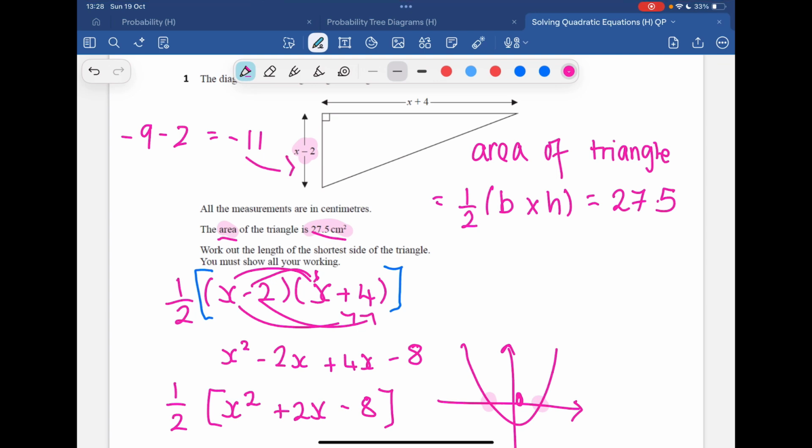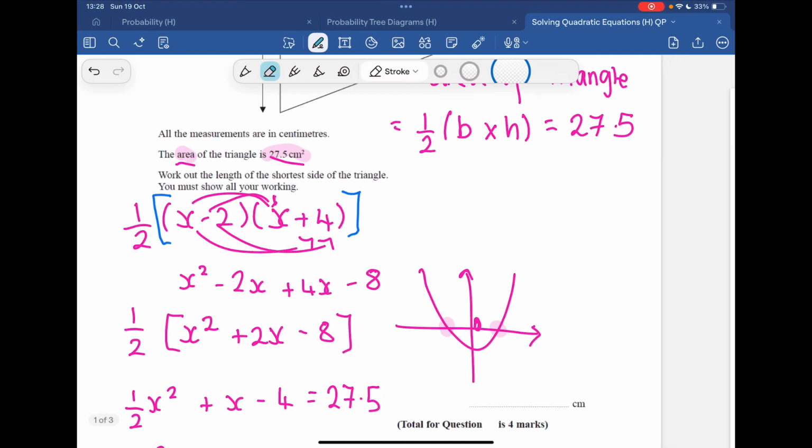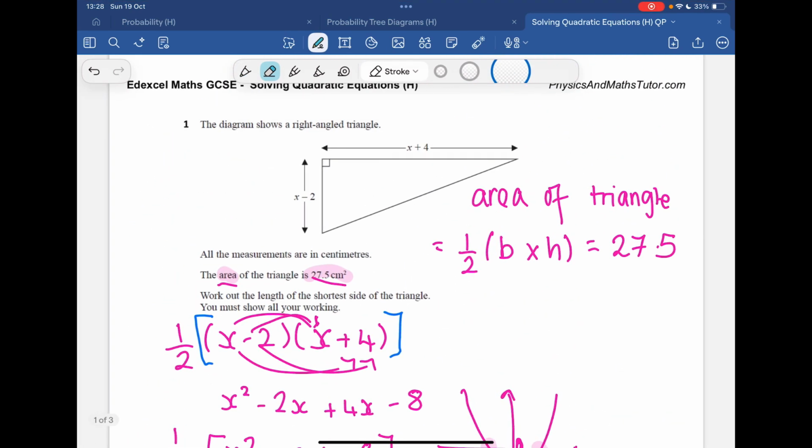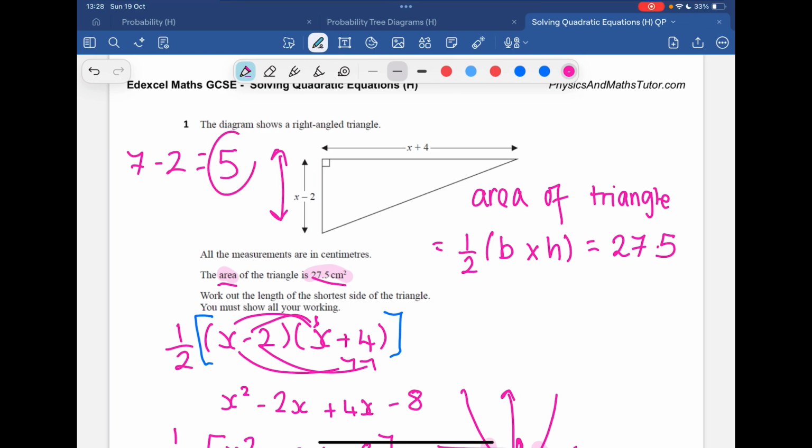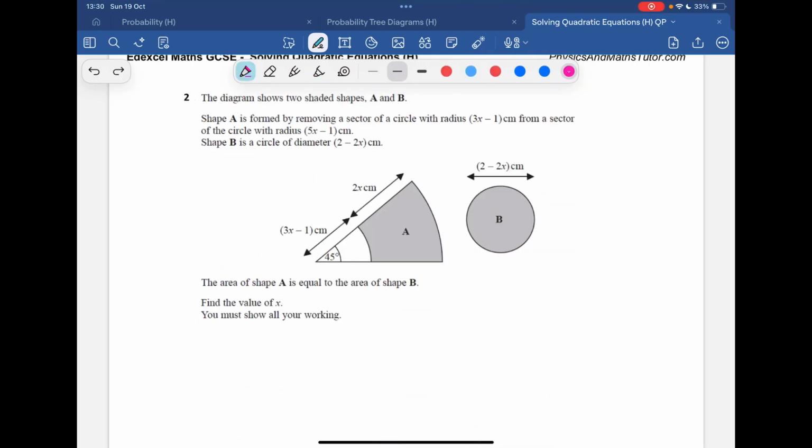We obviously cannot have a negative length of a side, so we're going to need to use the positive value of x here. So our other value was x is equal to 7. So we know that this length here is going to be equal to 7 minus 2, which is 5, and that is all. And now on to question 2.